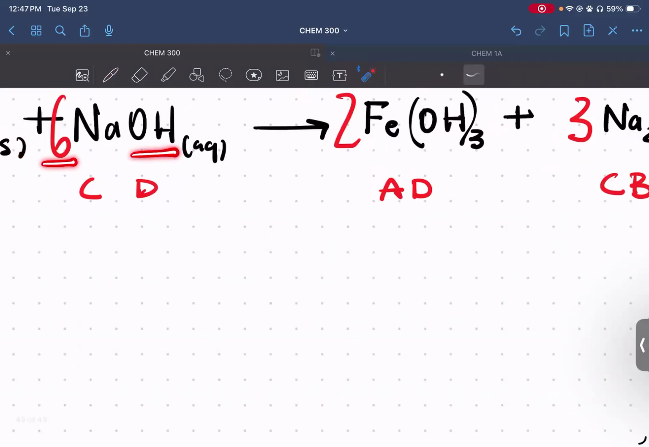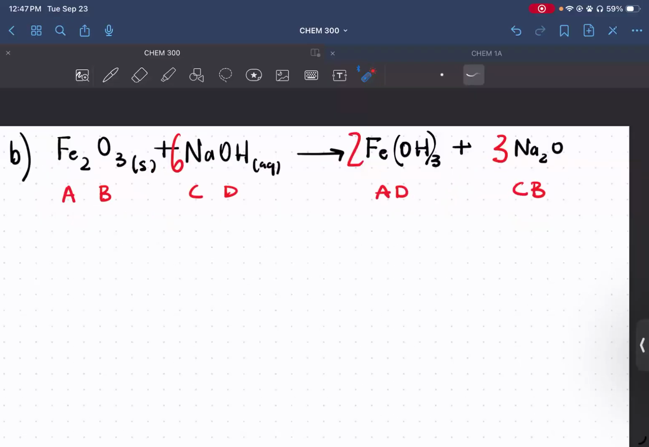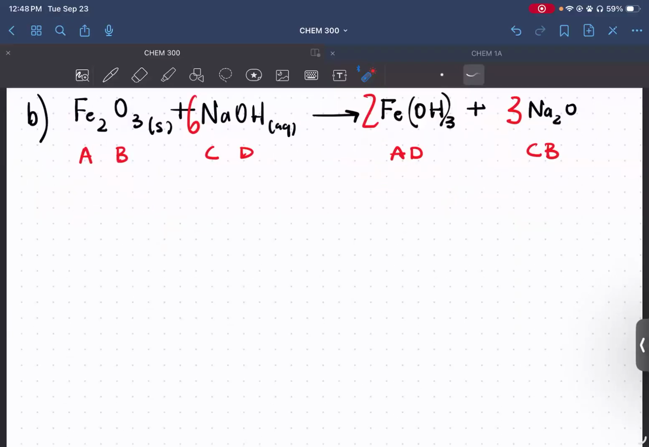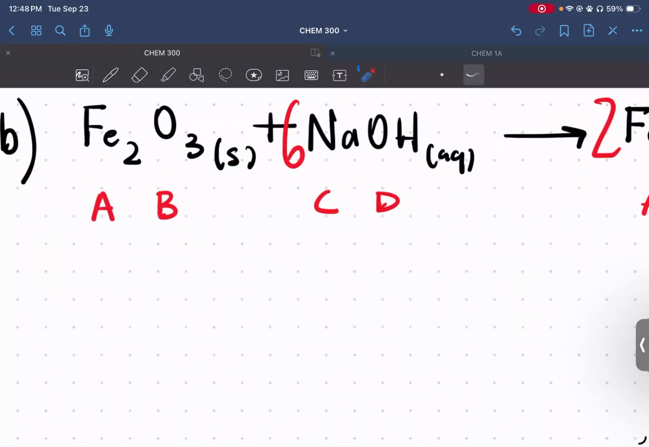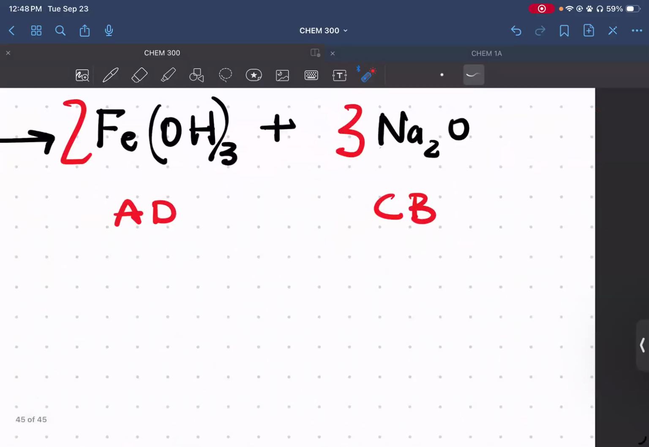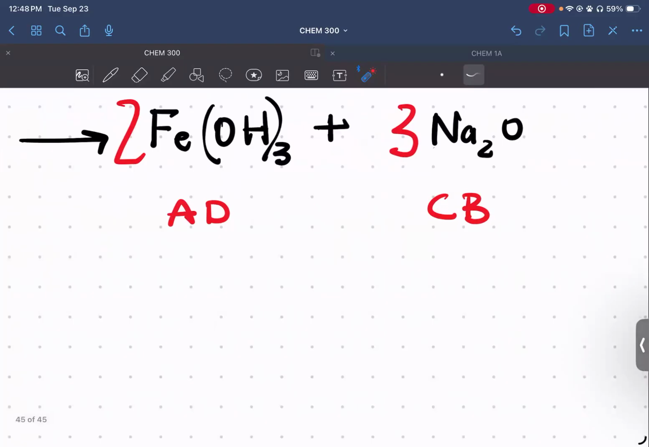6 OHs on the left. And oh my God, would you look at that? 6 OHs on the right. This is a fully balanced reaction with correct products. All we're missing now are our state symbols. Obviously, I gave you the state symbols for the reactants, so let's focus on the products. You have the handout in front of you. We're going to focus with OH.